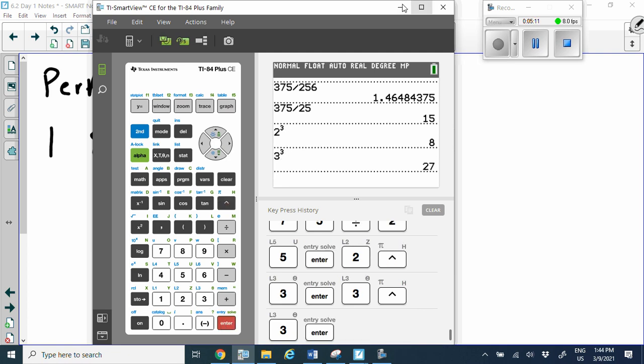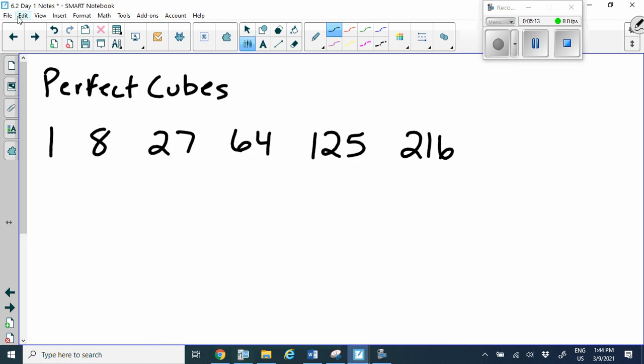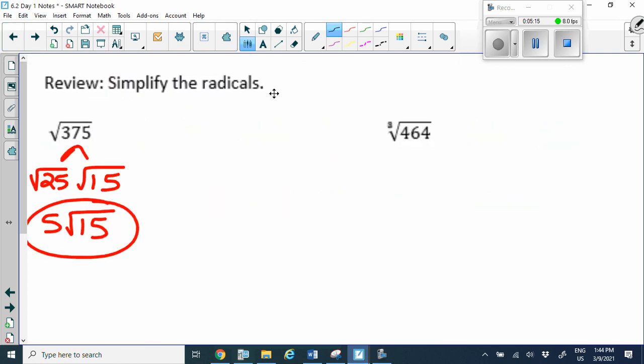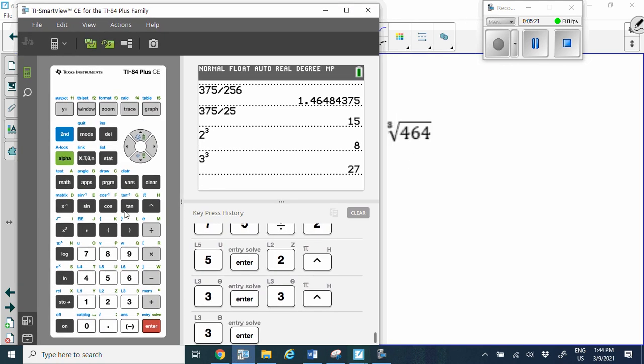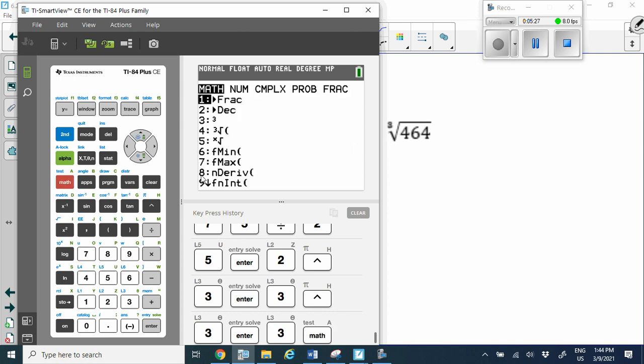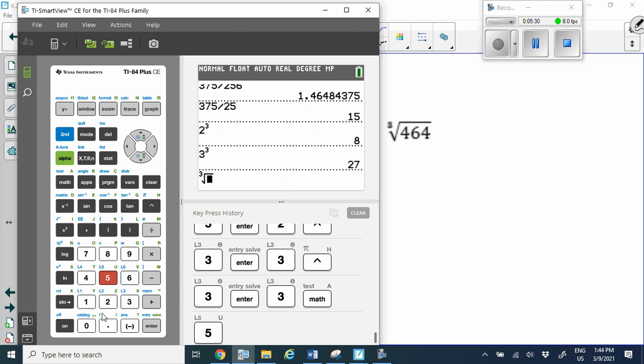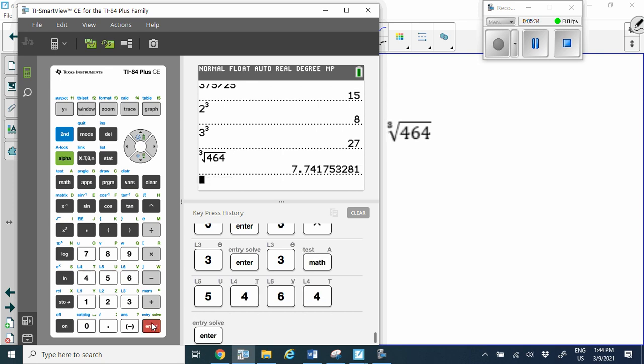We get 27, okay? So now, just the same thing as we did before, we need to see if 464 is a perfect cube. So I'm going to plug that into my calculator to see. How to do that is I'm going to do 3, go to the math button and go to number 5. Now I'm going to do 464 and press enter. Notice that I do get a decimal, so 464 is not a perfect cube.